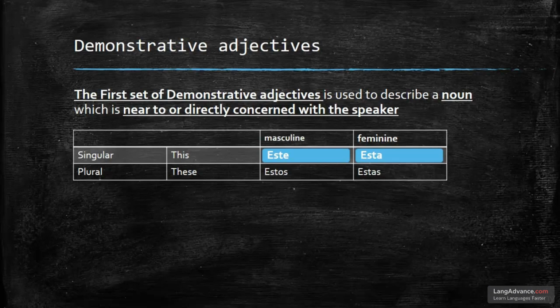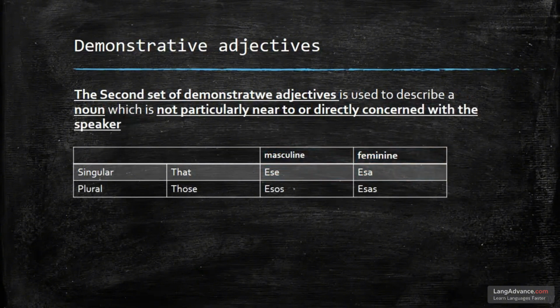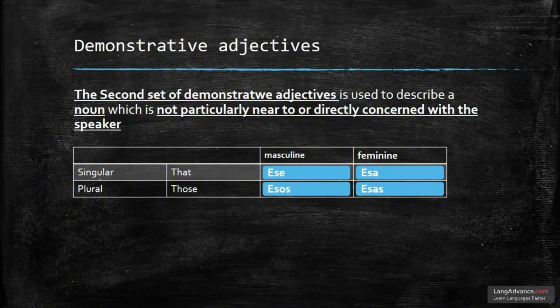These also has 2 forms in Spanish. These will be estos with masculine subjects and estas with feminine subjects. The second set of demonstrative adjectives is used to describe a noun which is not particularly near to or directly concerned with the speaker. That translates to ese when used with masculine nouns, and esa when used with feminine nouns. Those becomes esos with masculine nouns and esas with feminine nouns.